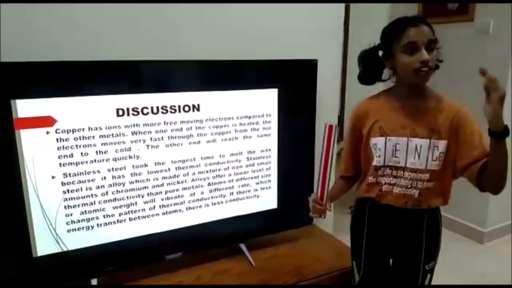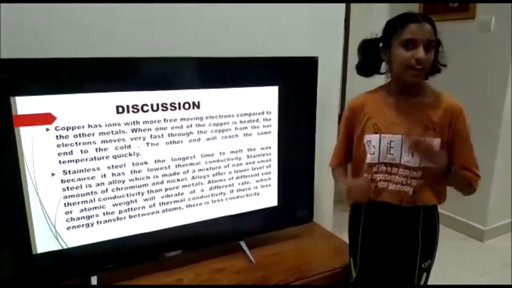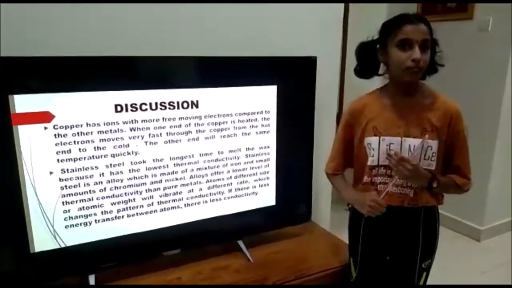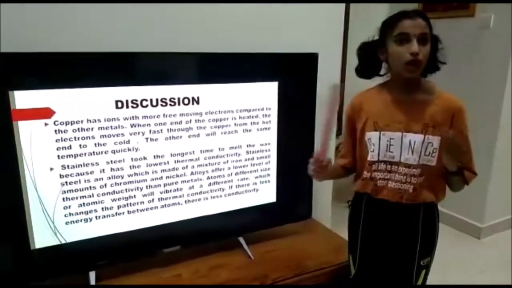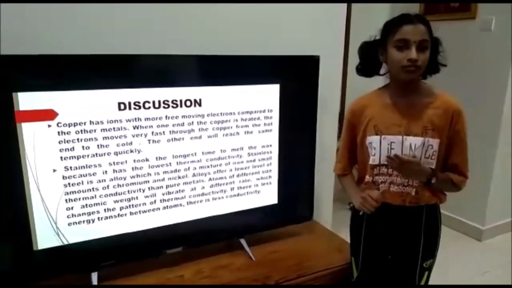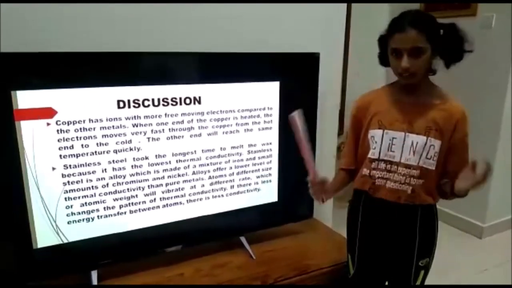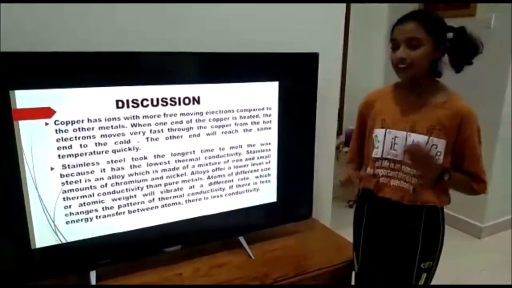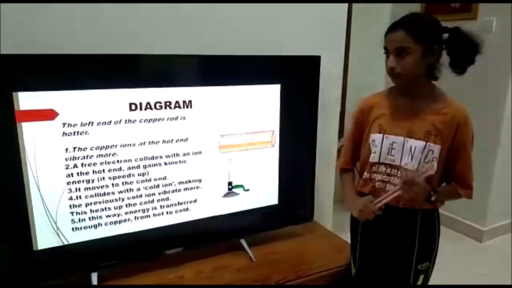Stainless steel took the longest time to melt the wax because it has the lowest thermal conductivity. Stainless steel is an alloy which is made of a mixture of iron and small amounts of chromium and nickel. Alloys offer a lower level of thermal conductivity than pure metals. Atoms of different size or atomic weight will vibrate at a different rate, which changes the pattern of thermal conductivity. If there is less energy transfer between atoms, there is less conductivity.